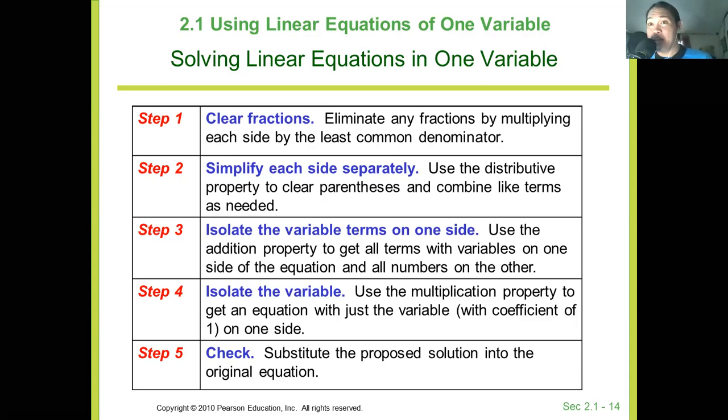I want you to read and study the steps, and we can follow the steps in order to solve linear equation in one variable.